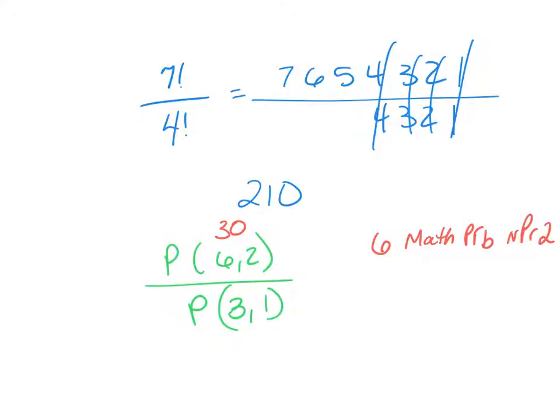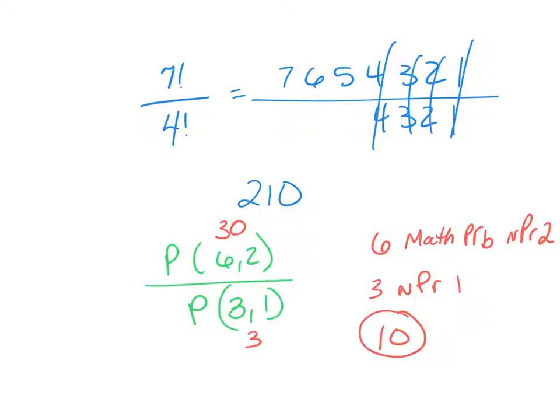And then you're going to do the same thing. You can hit second enter, bring that 6 nPr 2 back on your screen. And then you're going to replace the 6 with a 3 and the 2 with a 1, so you don't have to rekey all those keystrokes. So it's going to be 3 nPr 1, which should be 3. So the answer to that should be 10, 30 divided by 3.